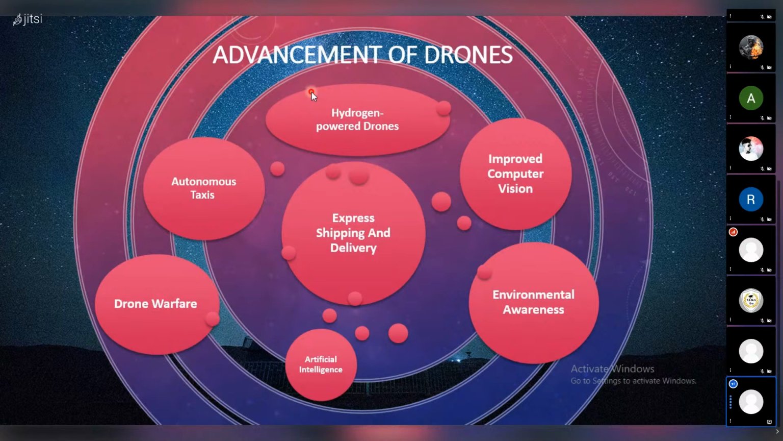Then drone warfare. There's a tremendous market right now for drones in defense. Drones have been extensively used for warfare. And then comes artificial intelligence, with various other applications where the drone has to take its own decision. Such things have been explored and researched.